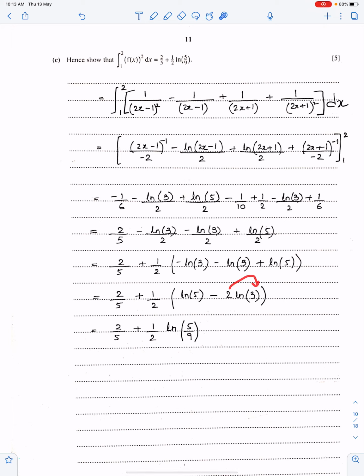This 2 came here, and then we use quotient law of ln.